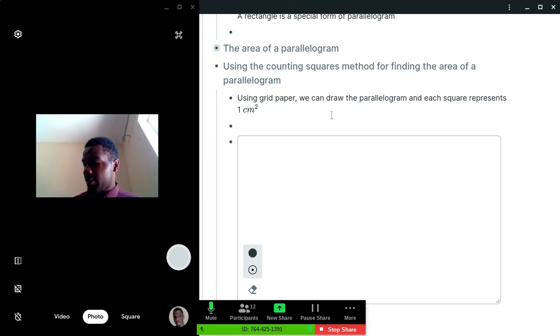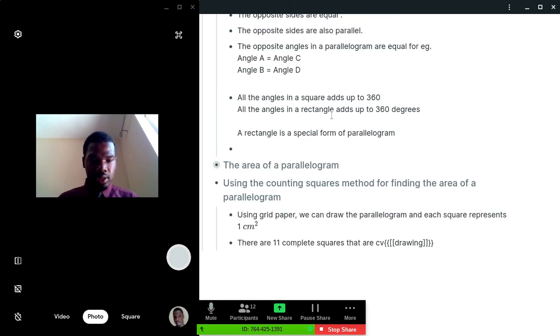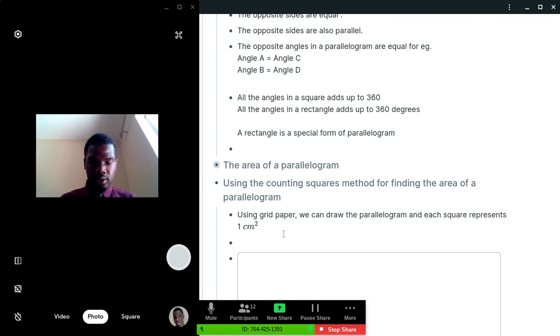So when you look on the diagram, you see 11 squares completely covered inside the parallelogram, right? 11 complete squares. So we can say therefore there are 11 complete squares that are covered. There are 11 squares, which stands for 11 centimeters squared. Alright?